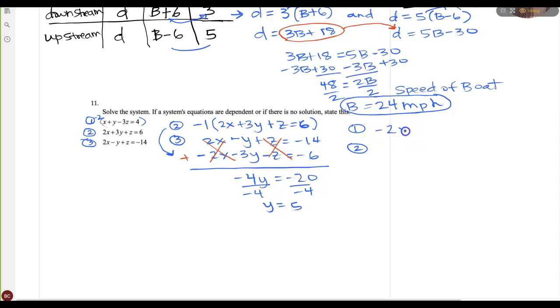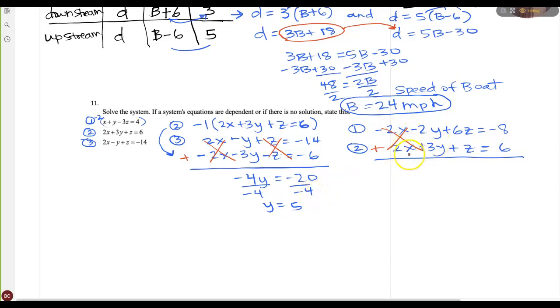So I've got negative 2x minus 2y plus 6z equals negative 8. All right, so I just took this, distributed that negative 2 through, and I wrote it here. And then my equation 2 is 2x plus 3y plus z equals 6. And now I'll add these together to see what I come up with. So my x's are gone, which is good.